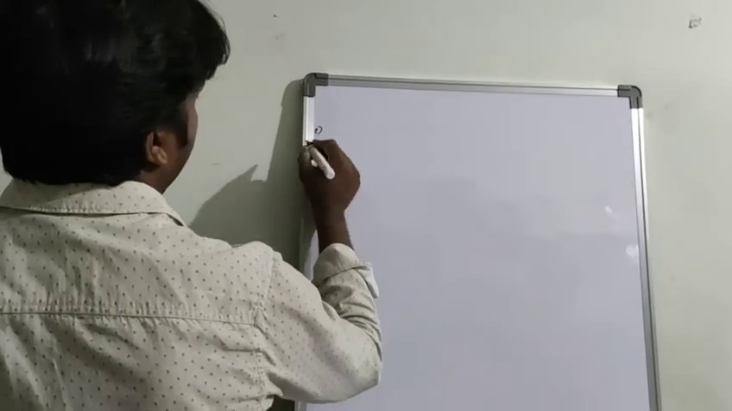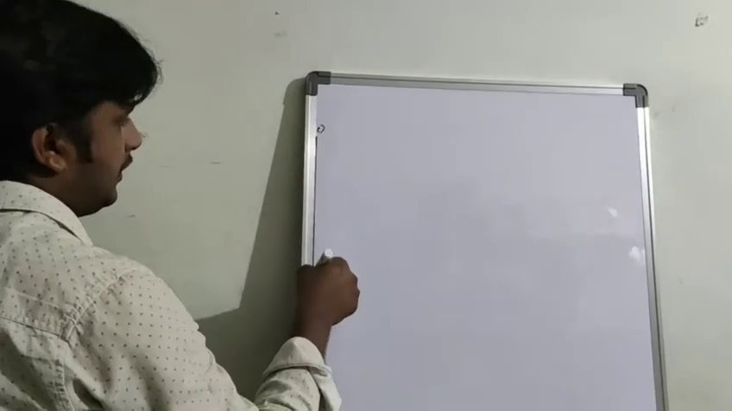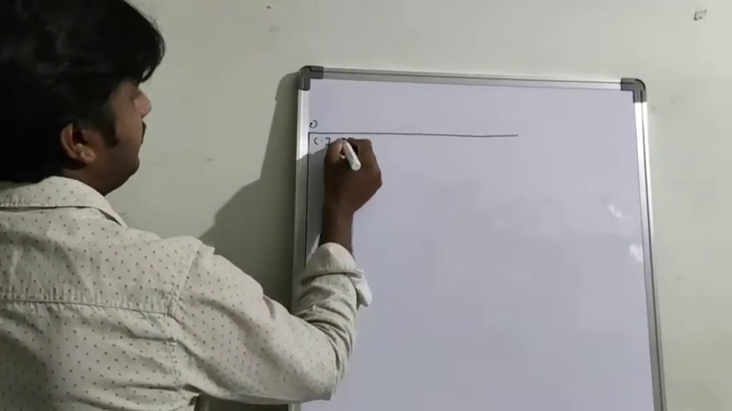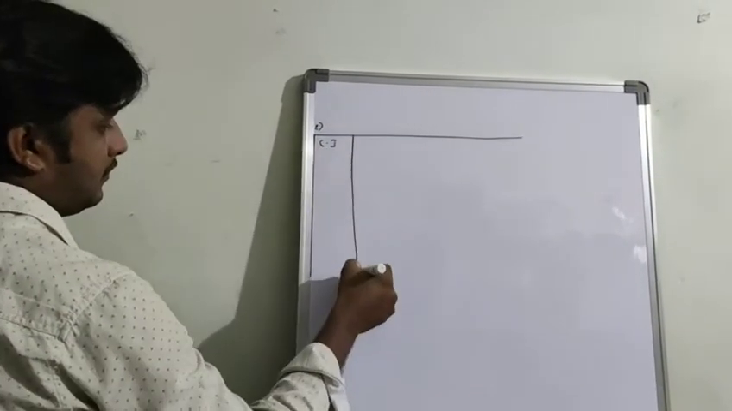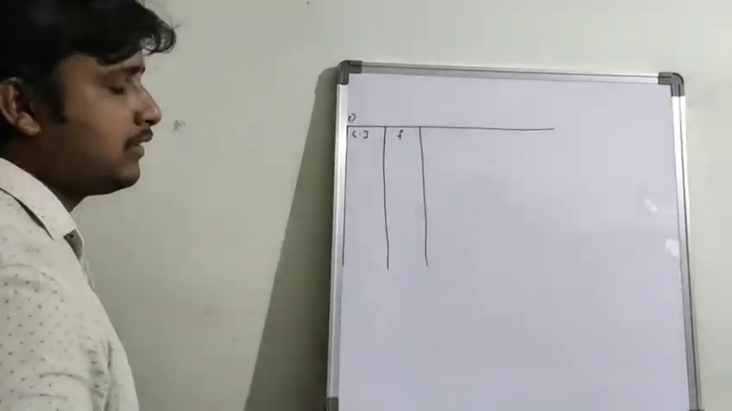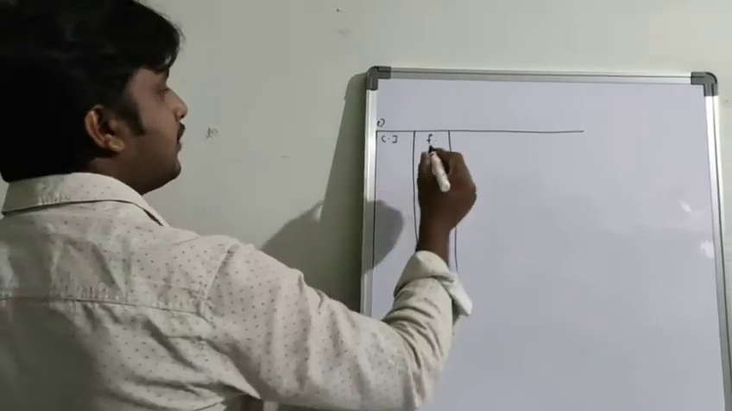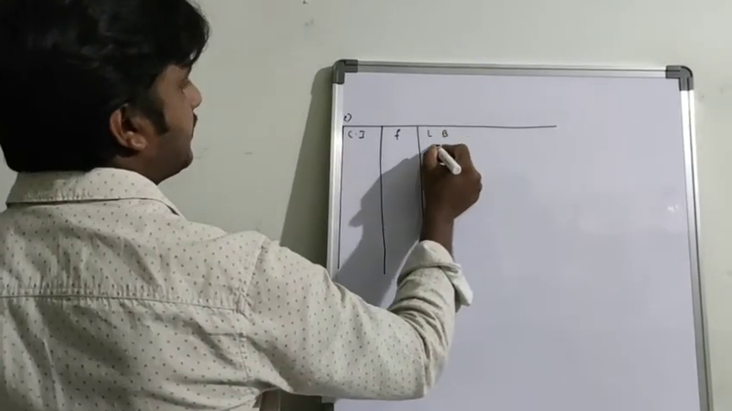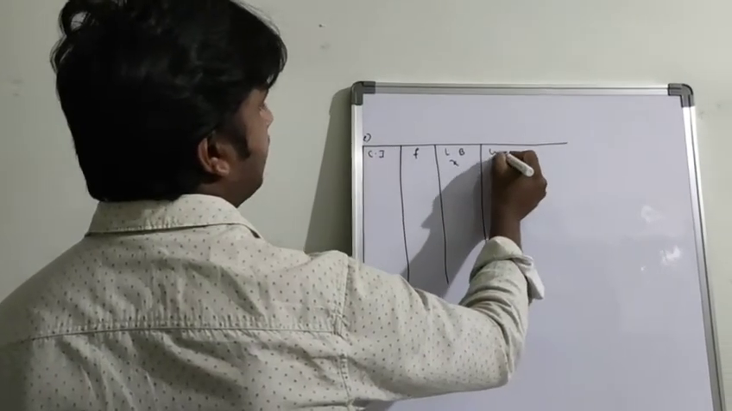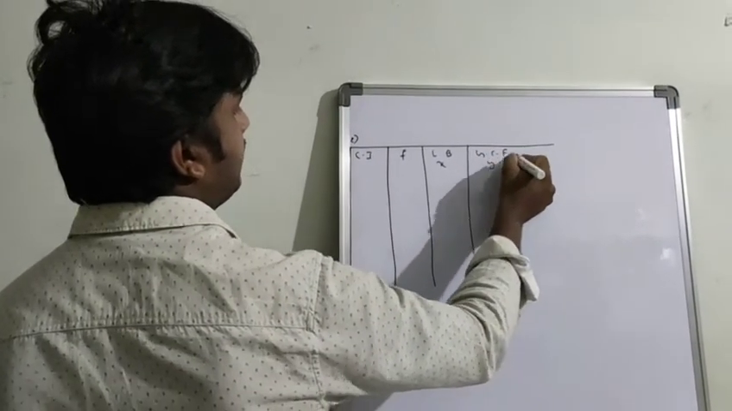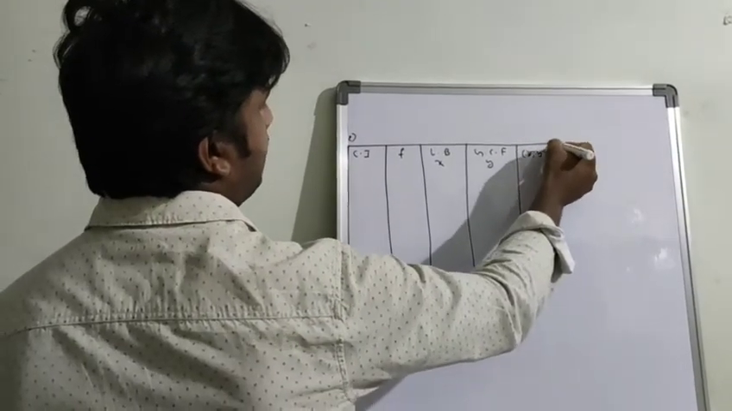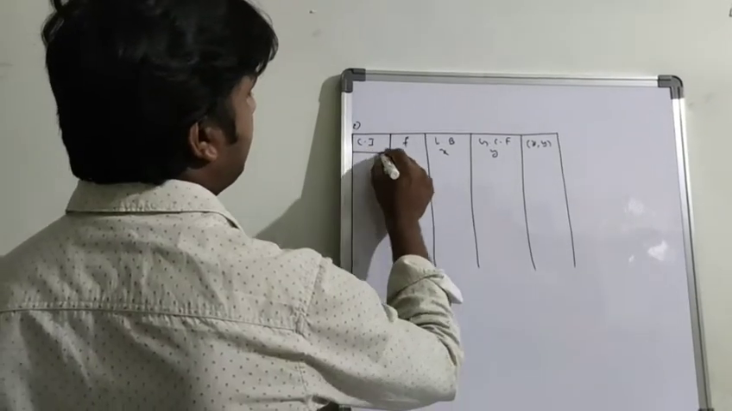Second question. First table: class interval, frequency. I want to draw the more than type ogive, so you have to take the lower boundaries. Lower boundaries is x. Next, greater than cumulative frequency is y, and this is the point with coordinates x comma y. These are the columns involved in the question.